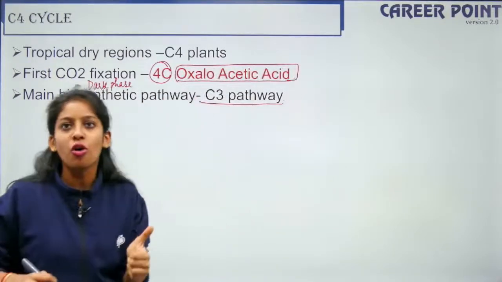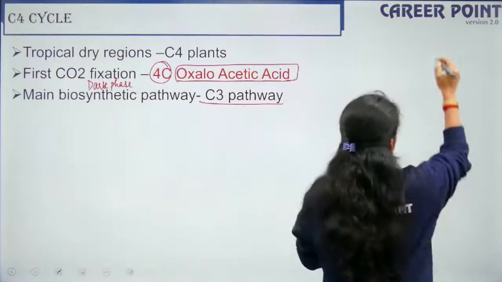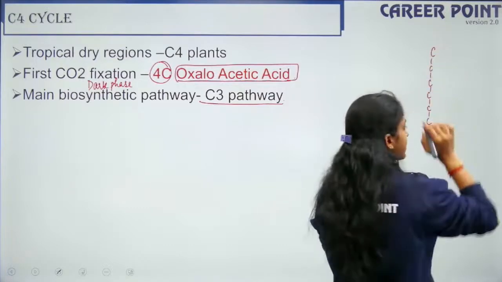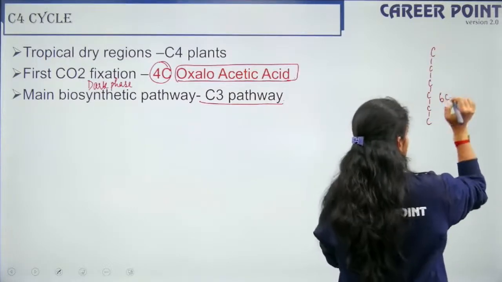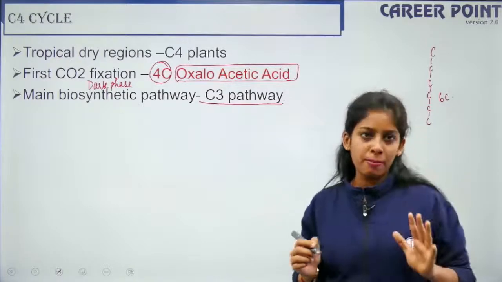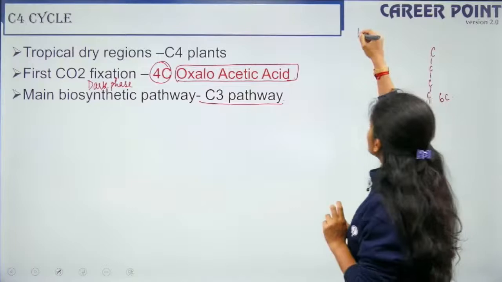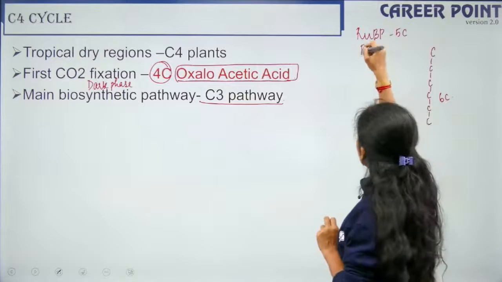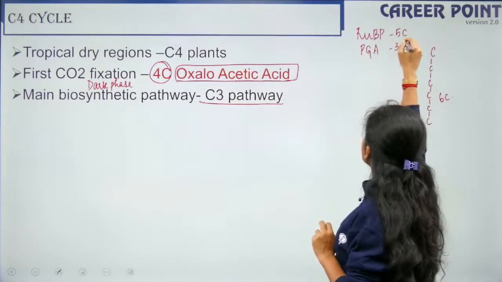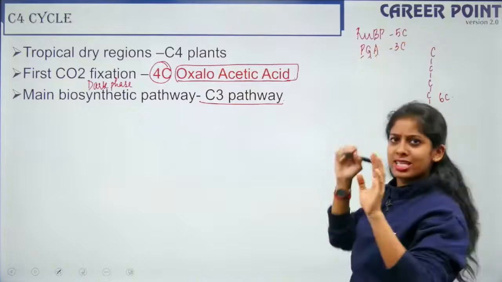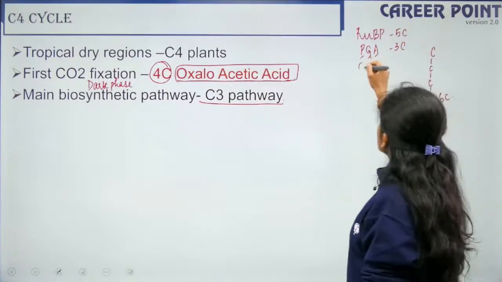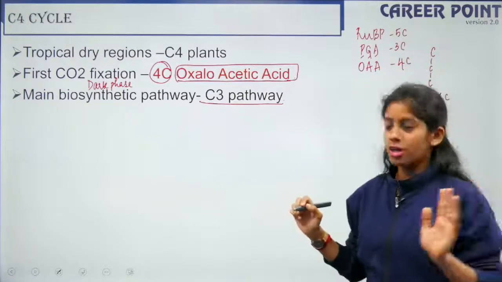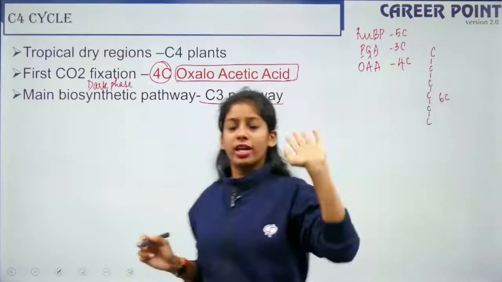So 4C is 4-carbon. When I say glucose, glucose has 6 carbons, right? So that's why we say it is 6 carbon. When I say 5 carbon, it has a 5 carbon backbone. So all you have to remember is RuBP is a 5 carbon compound, right? And then your PGA, phosphoglyceric acid, is a 3 carbon compound. Remember, it has 3 words. But oxaloacetic acid, it is a bit heavy. So remember, it is a 4 carbon compound. This is all that you have to remember. Don't worry about anything else.